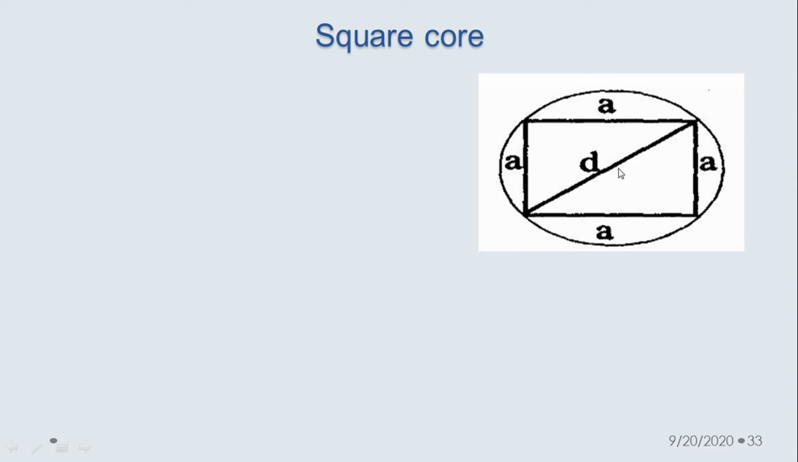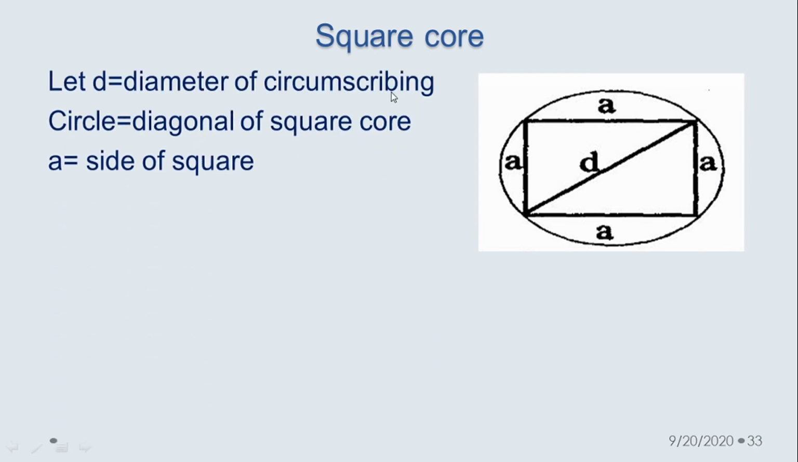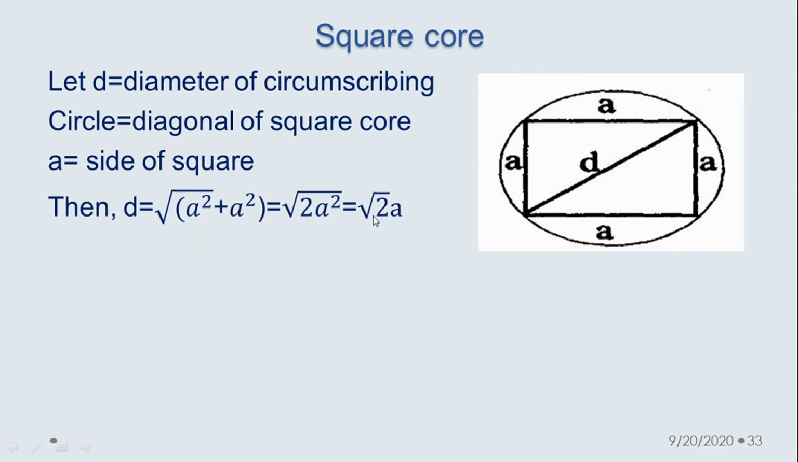It is not for the actual dimensions, so we are assuming it as a square, and the sides will be a and a. d is the diagonal of this square, and it is also equal to the diameter of this particular circle. So let d be the diameter of the circumscribing circle, which is also equal to the diagonal of the square core, and let a be the side of the square. Then according to Pythagoras theorem, d is equal to the square root of a square plus a square.